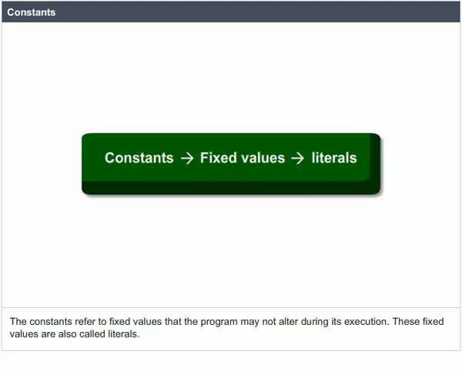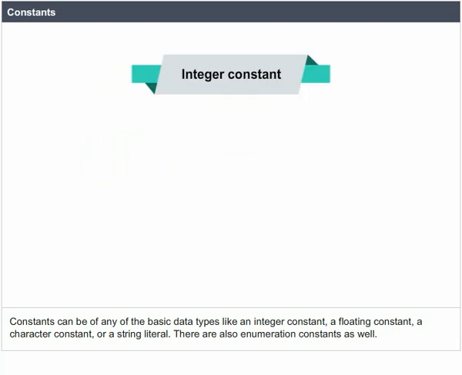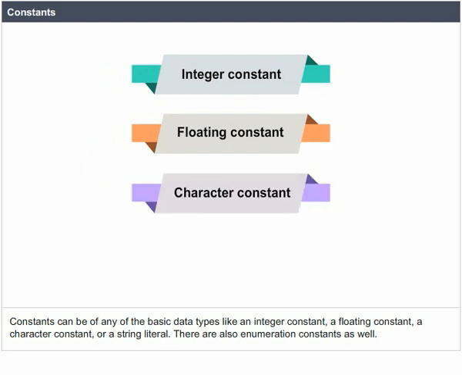Constants. The constants refer to fixed values that the program may not alter during its execution. These fixed values are also called literals. Constants can be of any of the basic data types like an integer constant, a floating constant, a character constant, or a string literal. There are also enumeration constants as well.